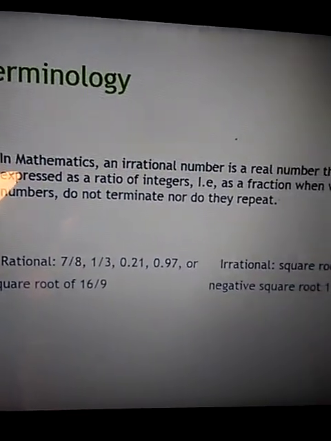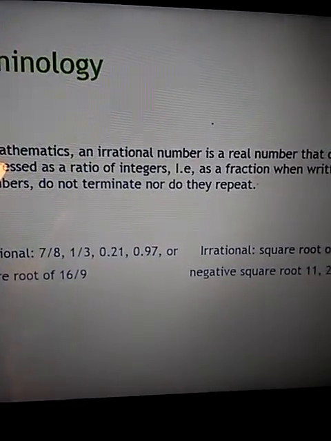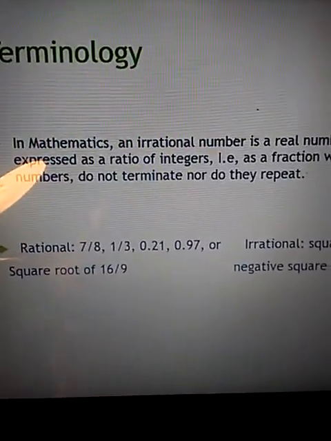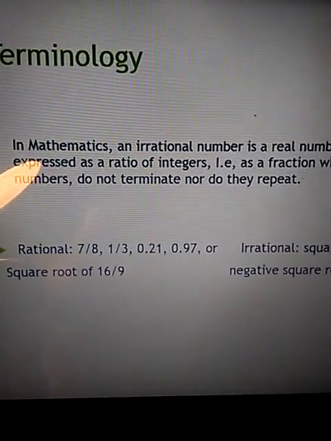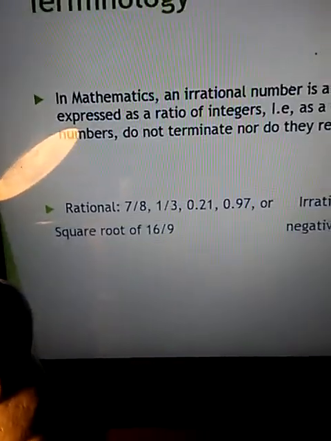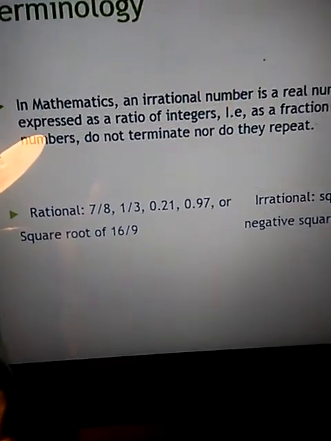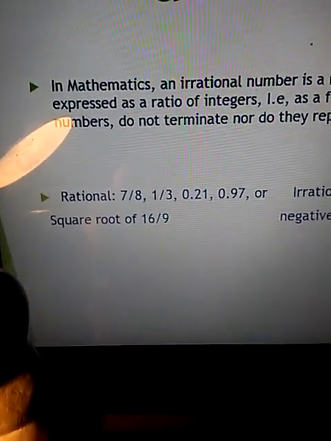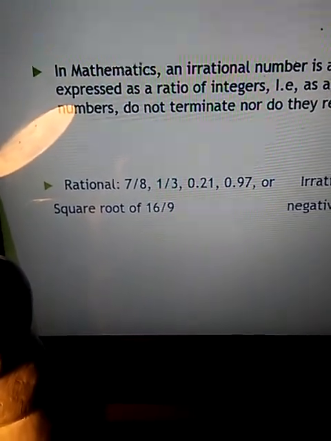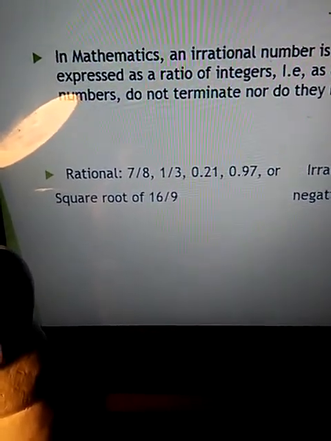Terminology. In mathematics, an irrational number is a real number that cannot be expressed as a ratio of integers, i.e. as a fraction. When written as a decimal, the numbers do not terminate nor do they repeat. So examples of rational numbers would be 7 over 8, 1 over 3, 0.21, 0.97, or the square root of 16 over 9, because the square root of 16 is 4, and the square root of 9 is 3.